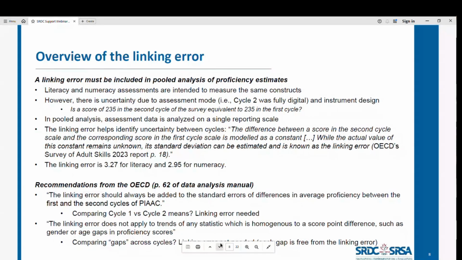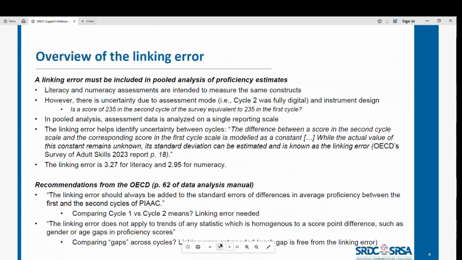However, there is a level of uncertainty between these two cycles based on variation in both how the assessments were given, since cycle two was fully digital, and also the instrument design. So some of the questions, as Shane mentioned, actually differ between cycle one and two. This raises the question: is a score of 235 in cycle two equivalent to a score of 235 in cycle one? In our pooled analysis, we would be looking at these assessment scores on a single reporting scale. And so the linking error helps us identify this level of uncertainty between the cycles.